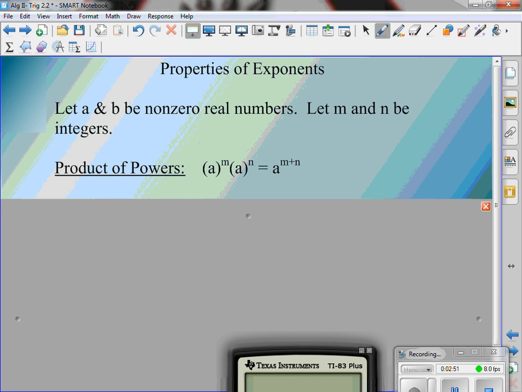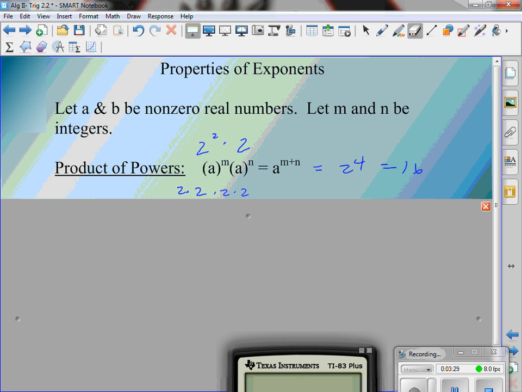If I have 2 squared times 2 squared, what's 2 squared? 4, and 4 times 4 is 16. This 2 squared actually means 2 times 2. This one means 2 times 2. How many 2's do I have? 4. This is the same thing as 2 to the 4th. You just add them up. And 2 to the 4th is 16.